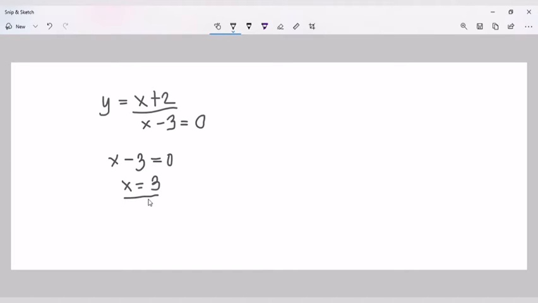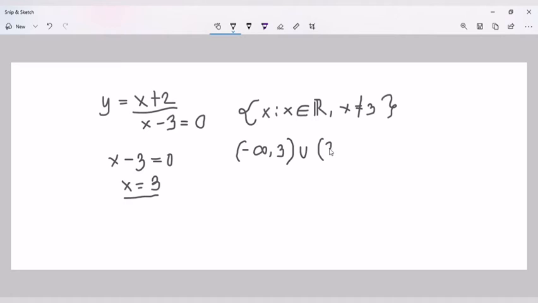And then since that would be 3, as I have said, the denominator is excluded. So we could write it in set notation as the set of all x such that x is an element of real numbers, meaning you can substitute any number to x, but you cannot substitute 3. So that would be this one. Also, you can write it in interval notation as negative infinity to 3 union 3 to positive infinity. So why are we using parentheses? Because 3 is excluded.